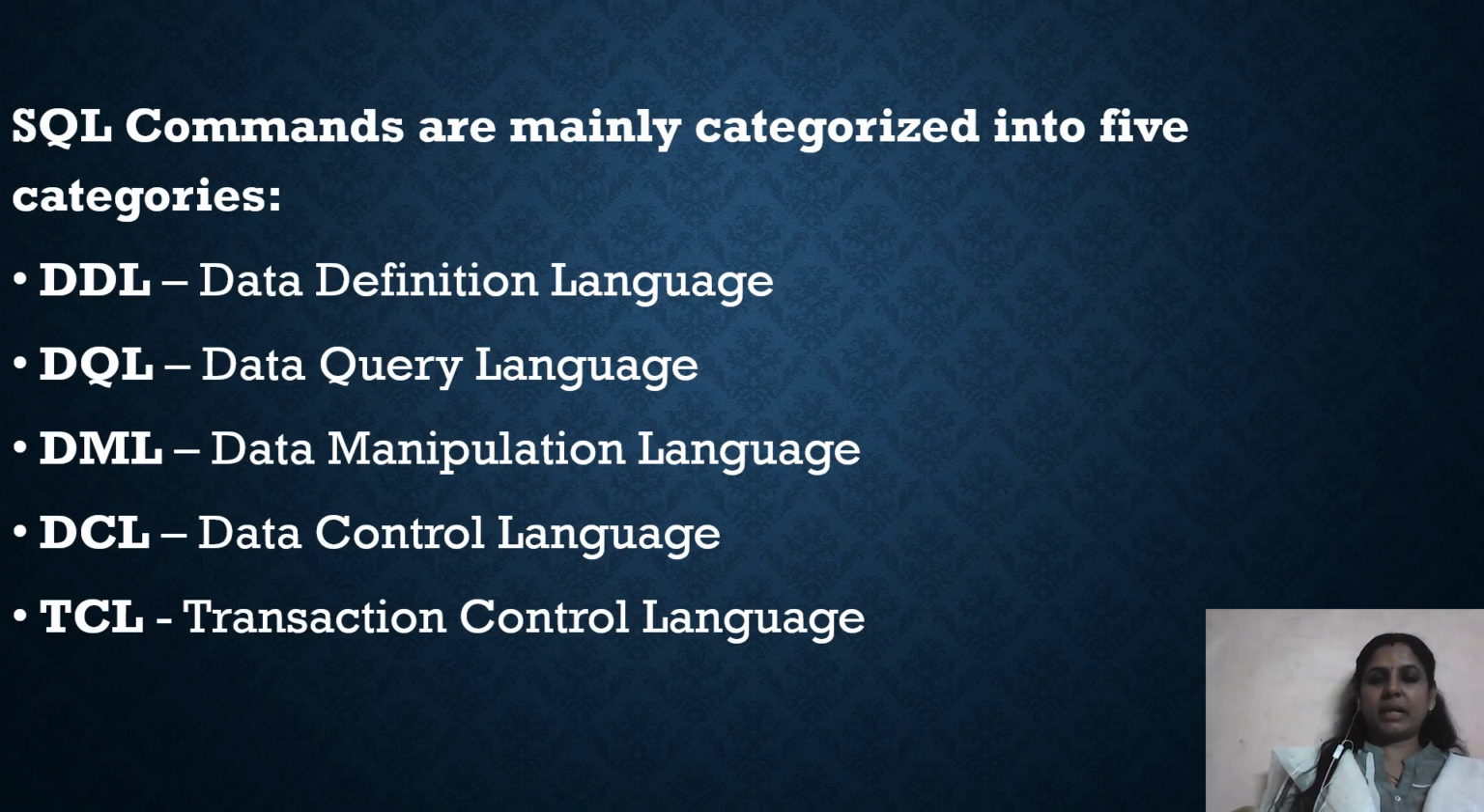SQL commands are mainly categorized into five categories. The first one is DDL, Data Definition Language. The next one is DQL, Data Query Language. The third one is DML, Data Manipulation Language. The next one, DCL, Data Control Language. And the last one is TCL, Transaction Control Language.